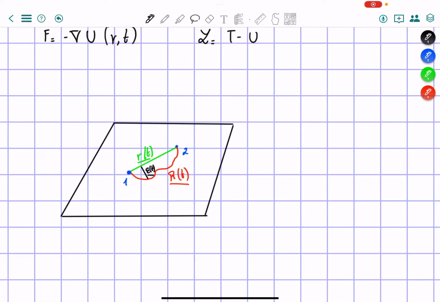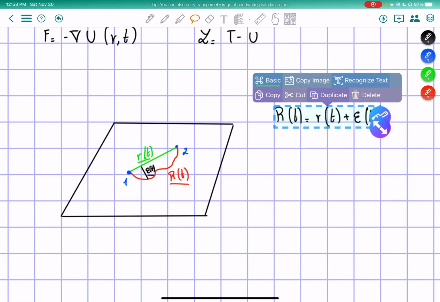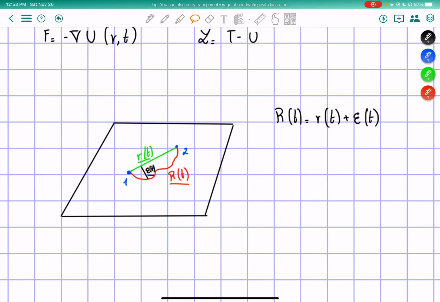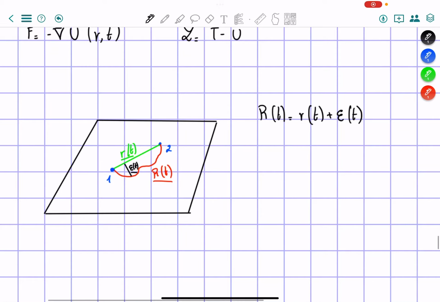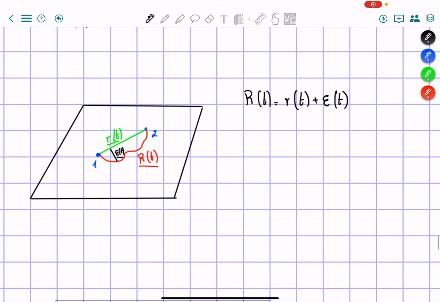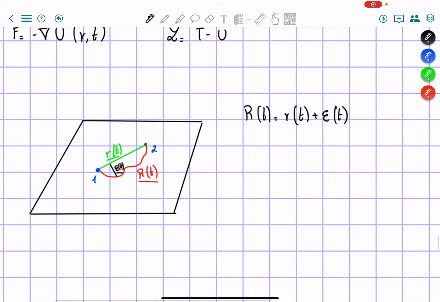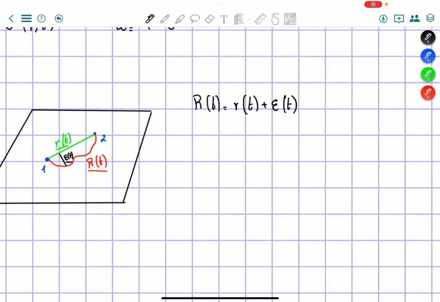So we can say that capital R(t), of course, is equal to the initial path plus this displacement path. Let's go like that. Okay? And of course, if we go back and write it into our Lagrangian equation, we want to prove that whatever path we take, we're going to find that it's the same.